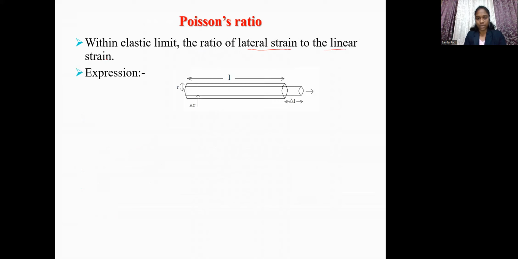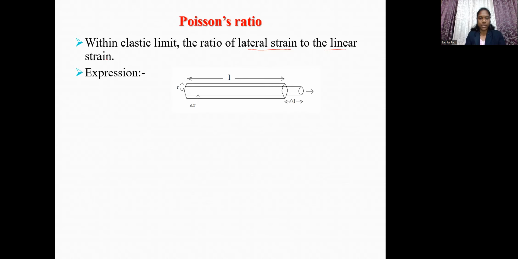Let us consider this figure. Generally, when force is applied on a body in any direction, then there is a change in size of the body. The change in size of the body takes place in two directions. First, change in size of a body in the direction of applied force. And secondly, change in size of the body in a direction perpendicular to the applied force.